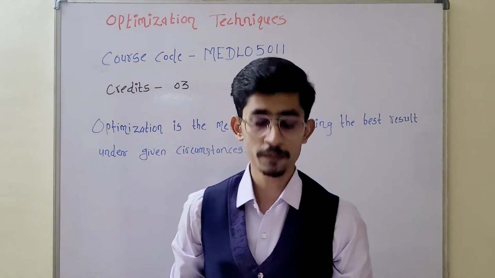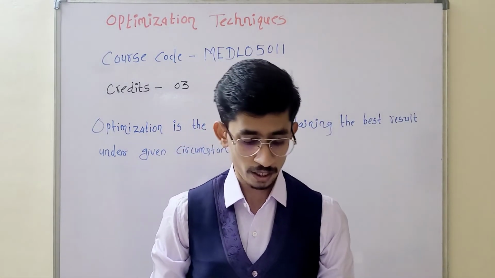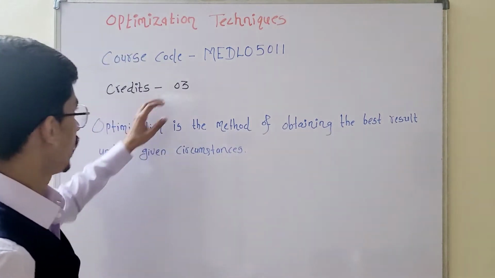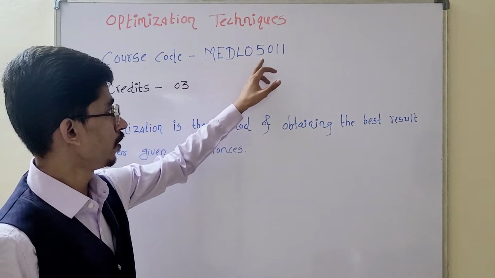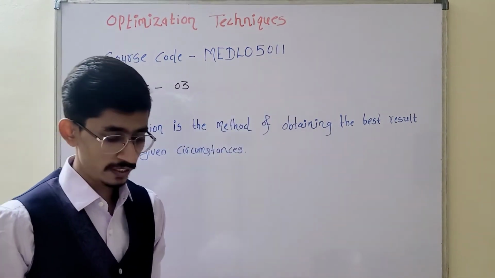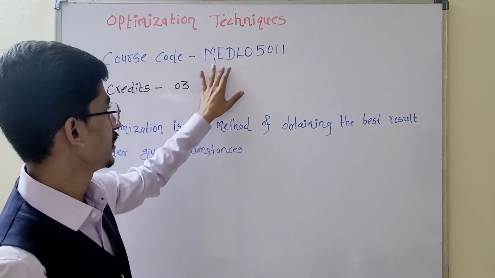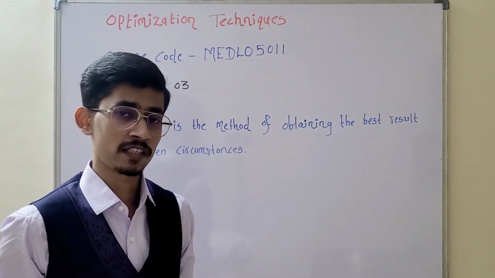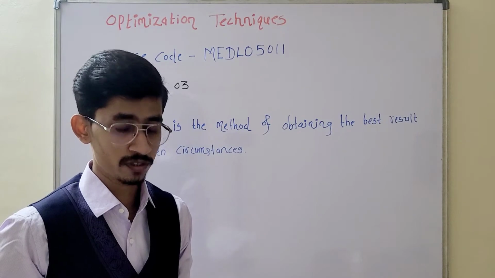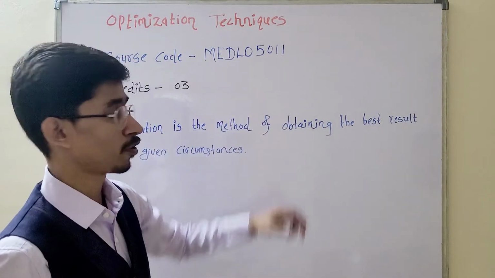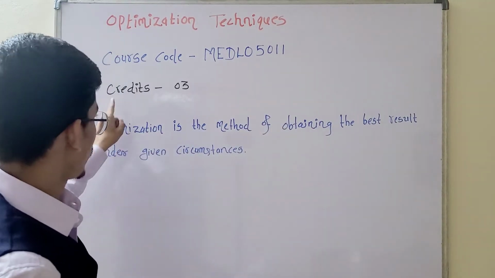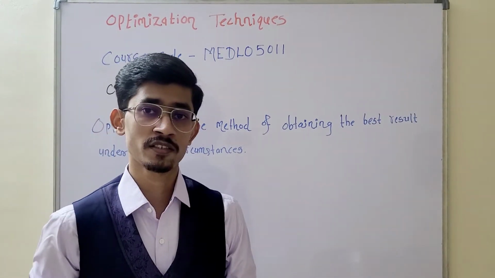The course name is optimization technique. The course code is given as MEDLO 5011. So what does it stand for? ME is mechanical engineering, DLO is nothing but department level optional course, and the code is 5011. Okay, and the credit assigned for this subject is 3 credits.